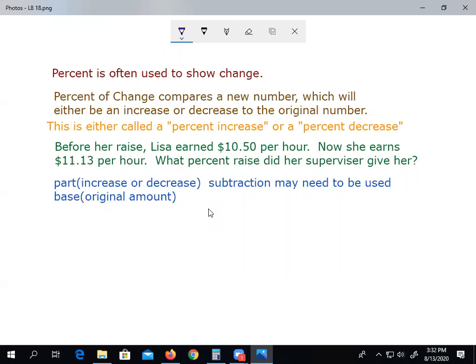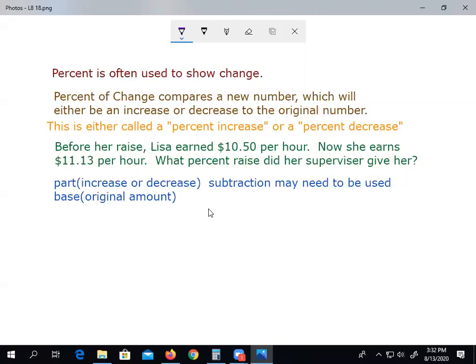So the last of the percent problems we're getting into is that percents are often used to show what we call a change. You know, percent of change compares a new number, which will either be an increase or decrease, to the original number. So this is going to be called a percent increase or percent decrease. And a lot of times you'll see that with the COVID virus. You'll hear that it's a change of this percent, or an increase of this percent, or a decrease of this percent. So we see that a lot when we follow the 2020 COVID virus. We're not going to go there today. We're just going to look at some simpler questions.